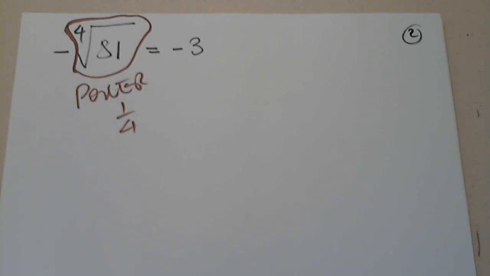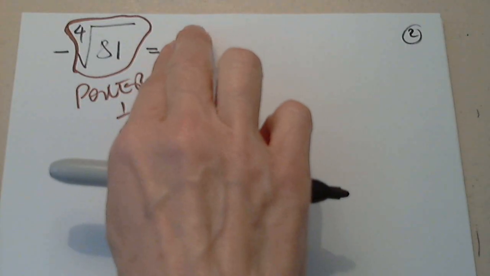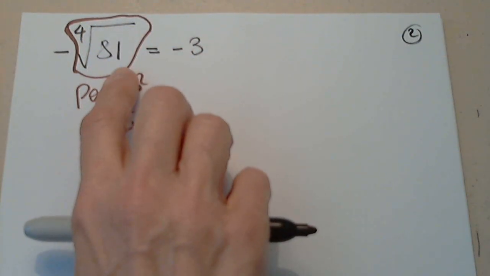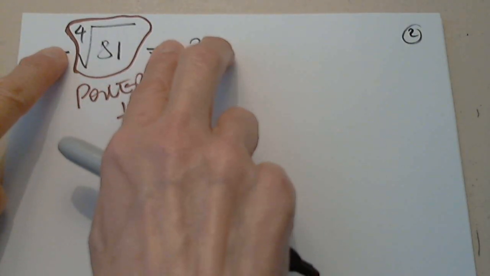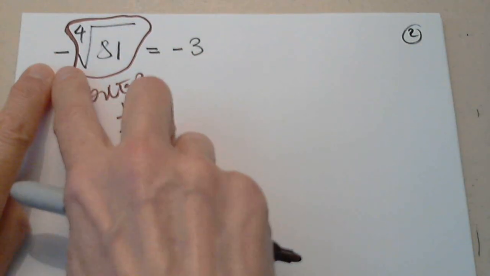But careful, I'm not saying that -3 to the fourth power is 81, although it's true. No, no, no, no. I'm saying 3 to the fourth power is this, and with minus in front.